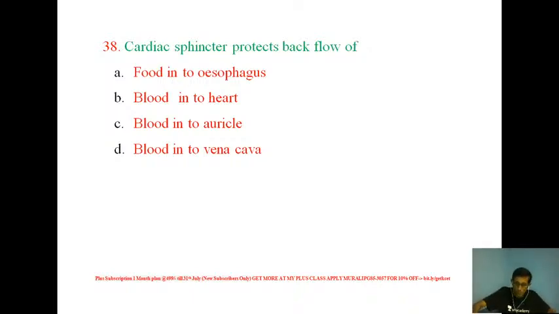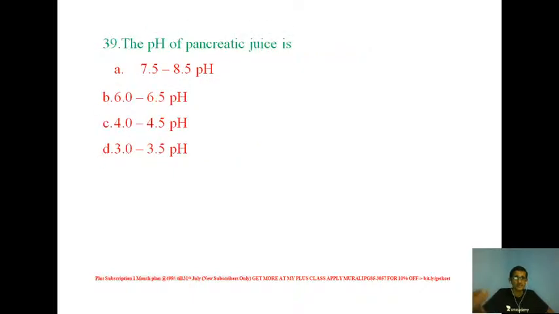Okay. The next question, question number 39. The pH of pancreatic juice. What about the pH of pancreatic juice? So pancreatic juice is going to have the pH of the intestine. Am I right? So what about the pH of the intestine? It is a basic pH. Am I right? Basic pH, here in the given list, it is 7.5 to 8.5. So it is the pH of the intestine, the pH of pancreatic juice.